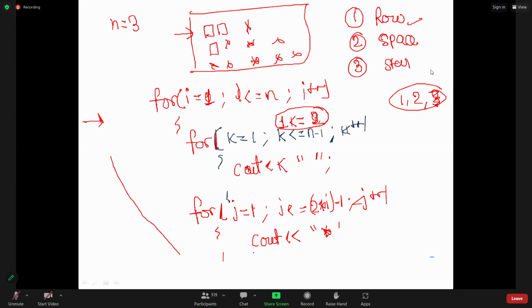Now, what I have done till now, the technique: I came to the first row.